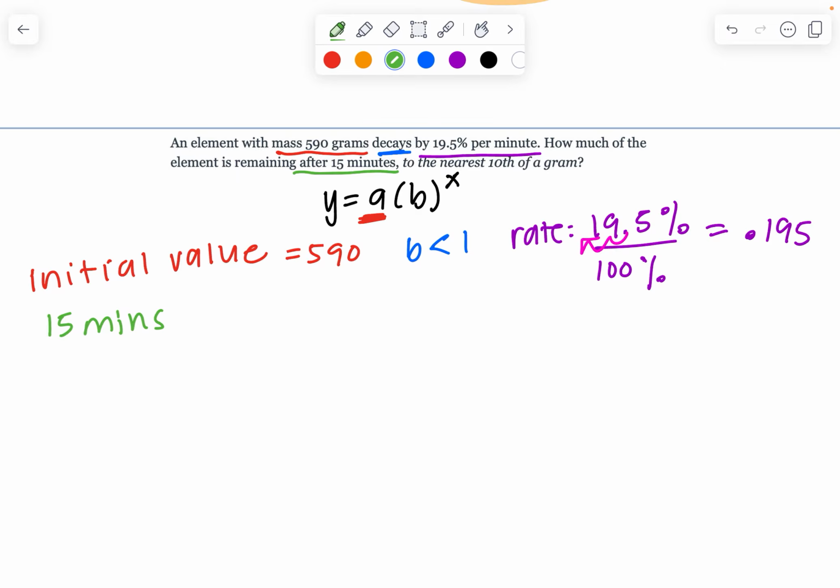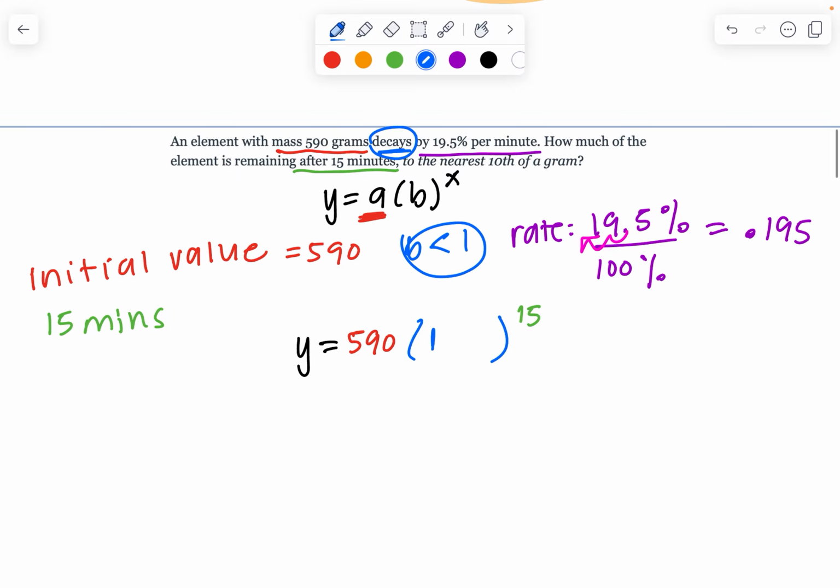Okay, so you might know right away that our initial value goes first, 590. Then we're going to need to fill out our base, and our exponent is how much time is passing. The trickiest part here is going to be the base. So since the base is less than 1, because we're talking about decay, we're going to have 1 minus our rate. Okay, decay, we need our base smaller than 1, so 1 minus our rate. This means we're going to have 1 minus 0.195.